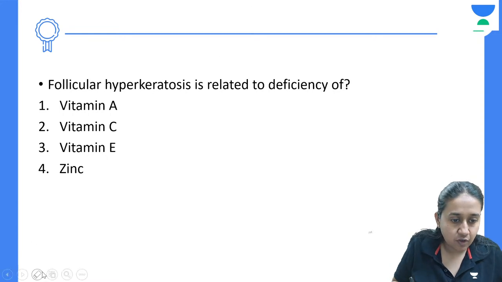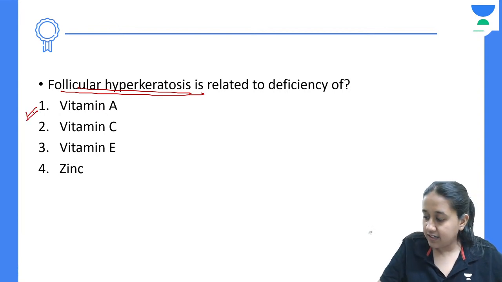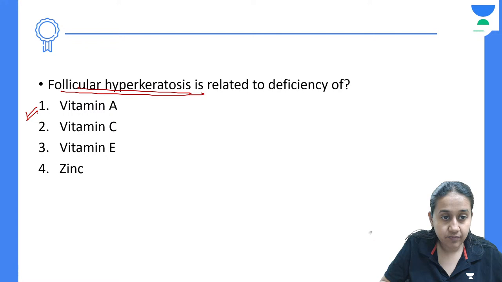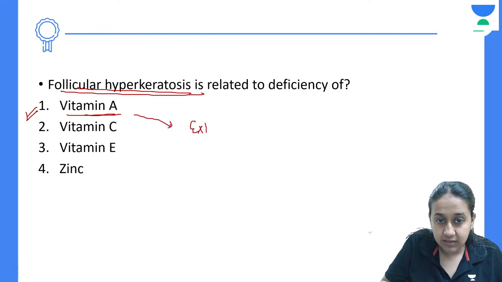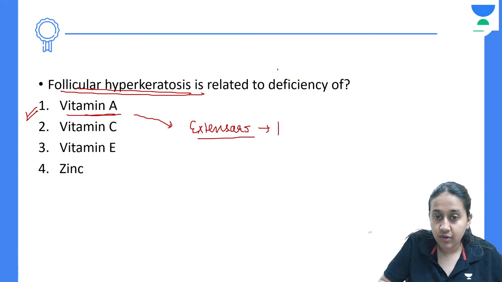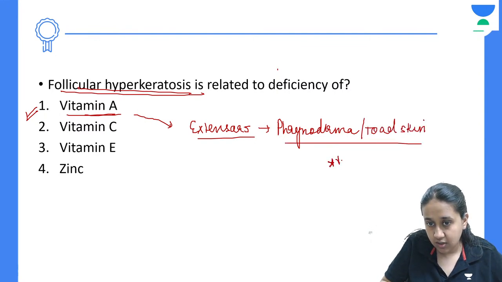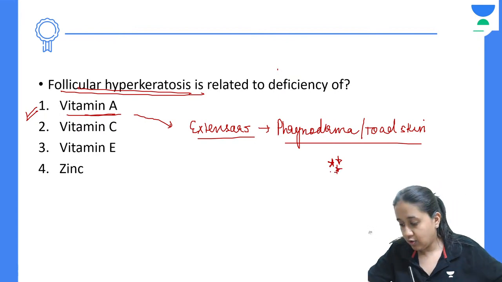The correct answer: follicular hyperkeratosis is related to vitamin A deficiency. You will classically develop the follicular hyperkeratosis on the extensors. And in the recent NEET PG 2020-21 question, we got an image of what is known as phrynoderma, or toad skin. I hope this point is clear.